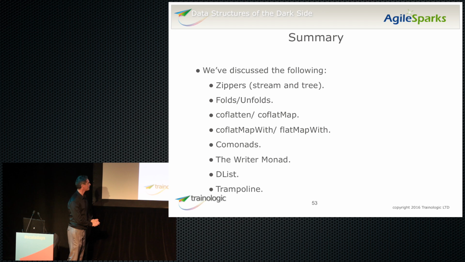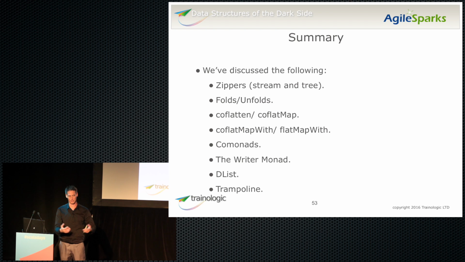We have covered zippers, okay? Remember the data structures with direction and with a focus on a specific element. You can have zippers for directed graphs, for a lot of types. For streams, for trees, for graphs, for directed containers. We've talked about folds and unfolds, how to check if your fold is good, what's an unfold, the usefulness of unfolds. We've talked about the positions, the co-flat map.